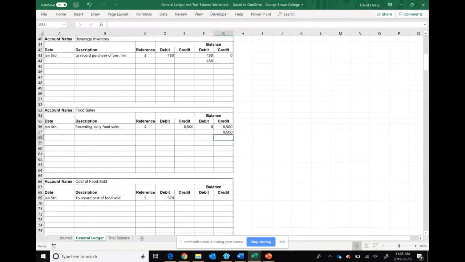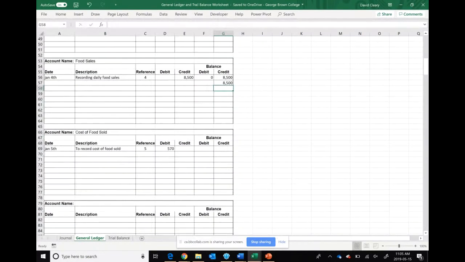As we move down, we get down to cost of goods sold here, which is our last one. Cost of goods sold has a debit posting and no credit. So again, because that's the case, it automatically becomes the balance. So $570. That's it.